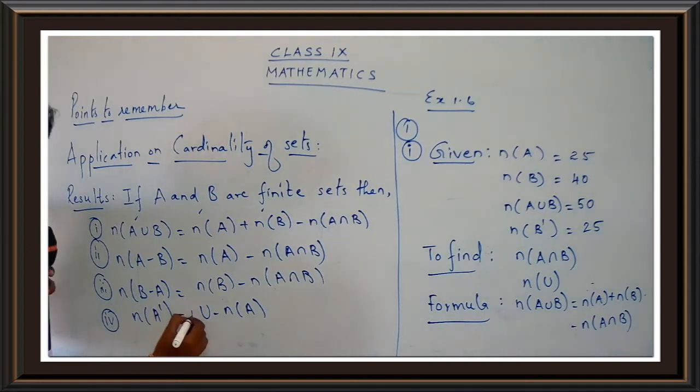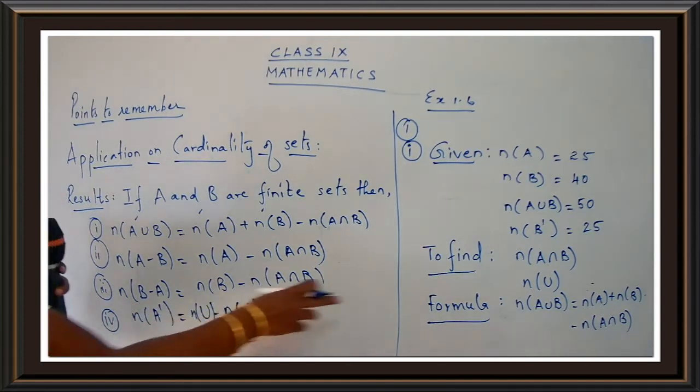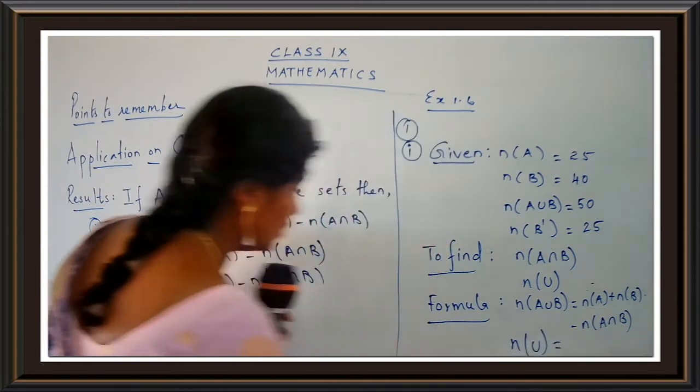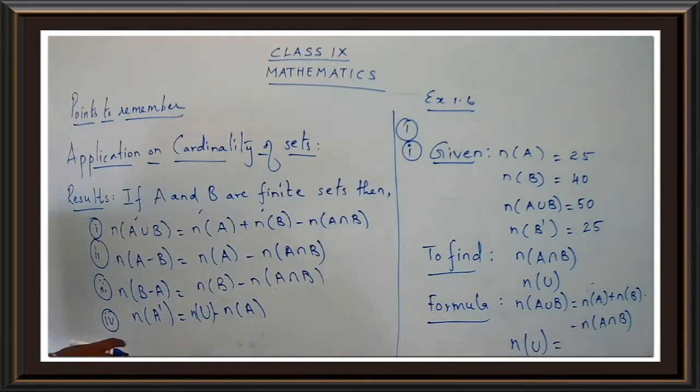So here you have to put n of U. Just mention here n, because you are dealing with the cardinality. So now we have to find out n of U. So you write down one more formula. n of U is equal to... see here, I'll just tell you how to make a formula from this. Now n of A dash is equal to n of U minus n of A.